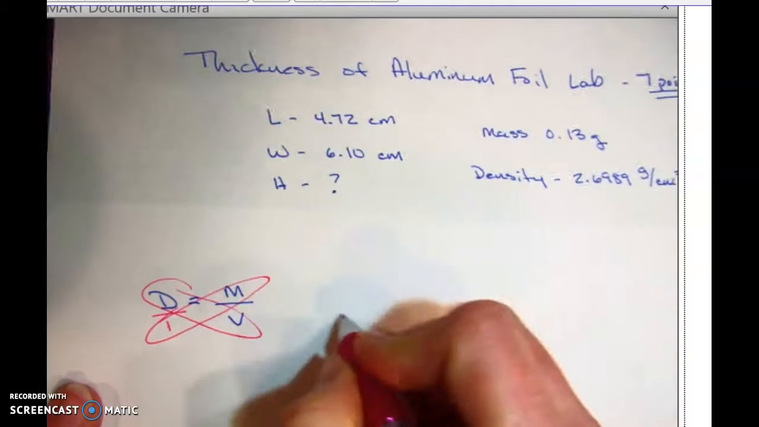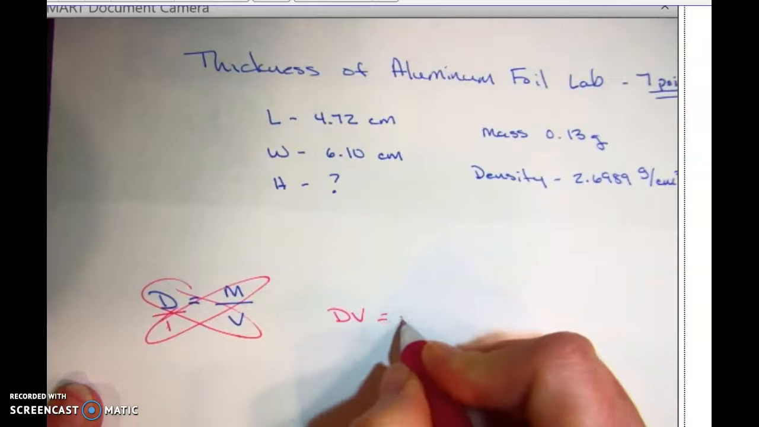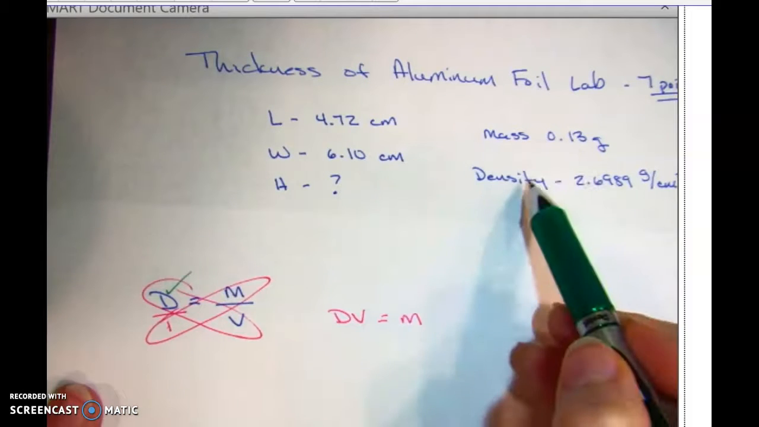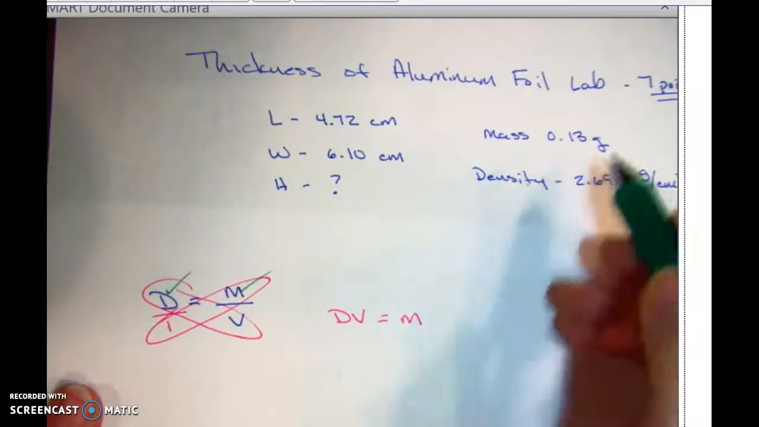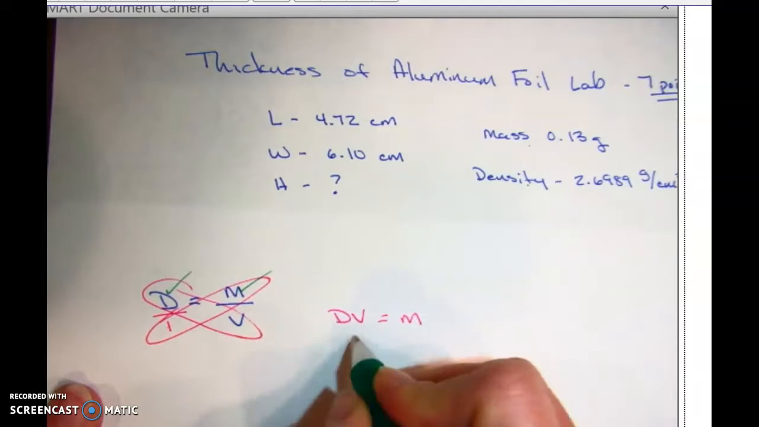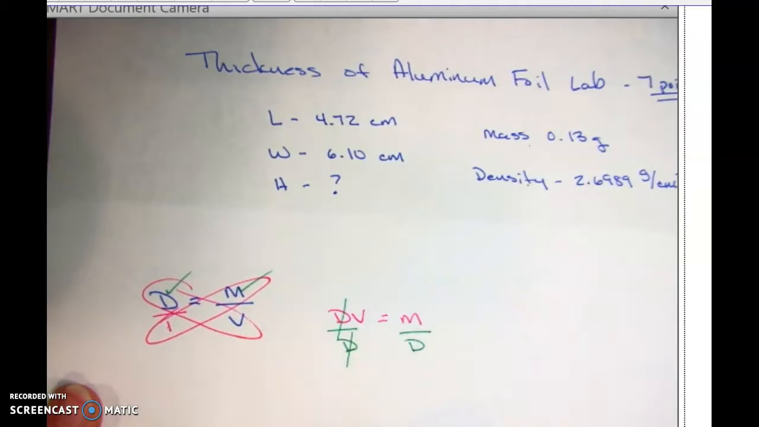So we have density times volume equals the mass. Well, we still can't solve for our unknown. Remember, we have the density, it's right here, and we have the mass, it's right there. So we need to solve for volume. Now I'm going to divide both sides by the density. So density will cancel. So I have volume equals mass over density.